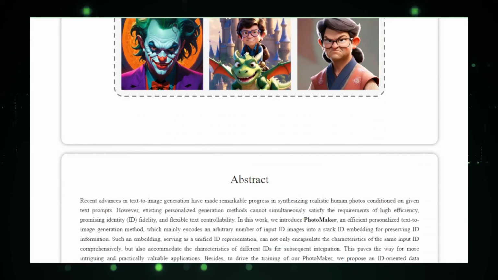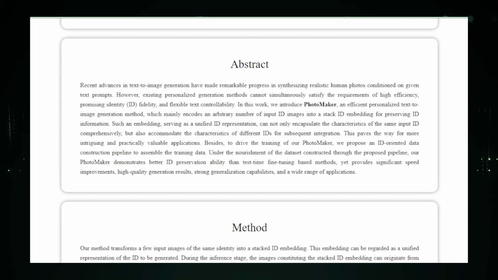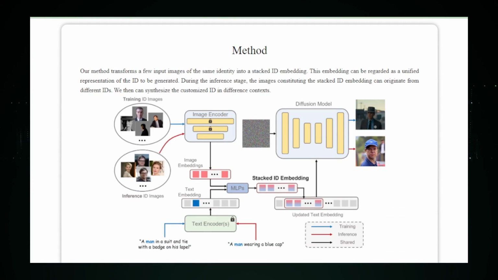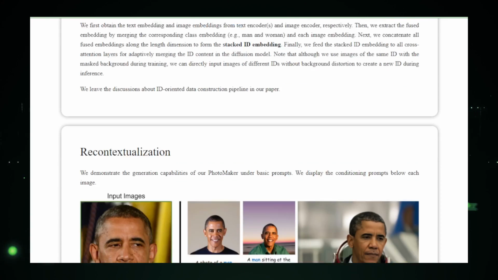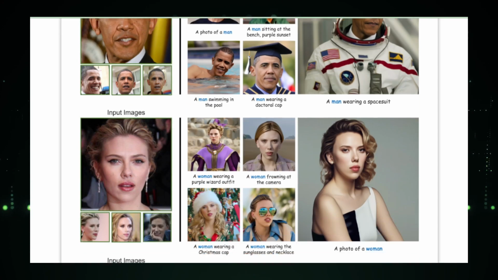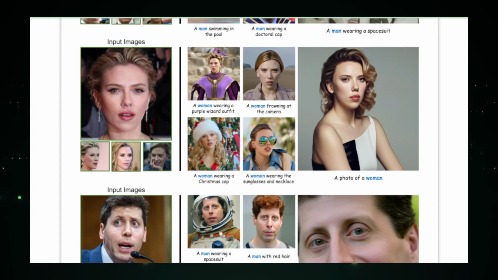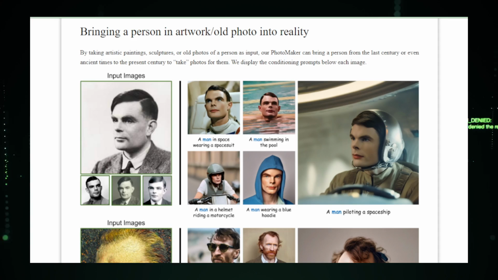This technology is built on what's known as stacked ID embedding. Think of it as layers upon layers of digital DNA, each layer adding details that make a photo come to life. It's like painting with code, where each brushstroke is a command that defines features, expressions, and styles. And the best part? You don't need to be a tech wizard to use PhotoMaker. It's designed for everyone, whether you're a creator, a developer, or just curious about AI.